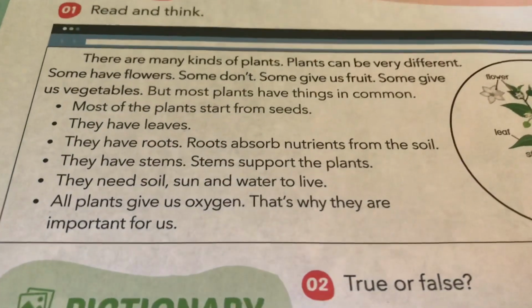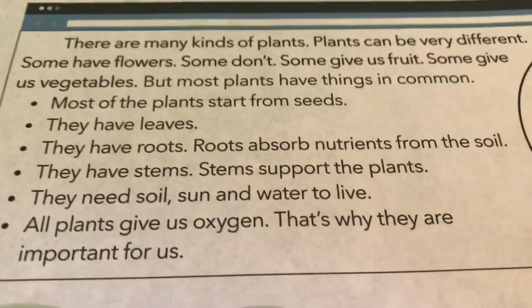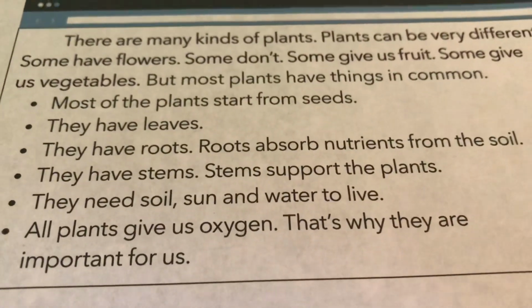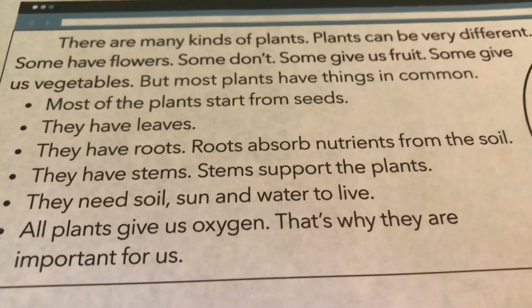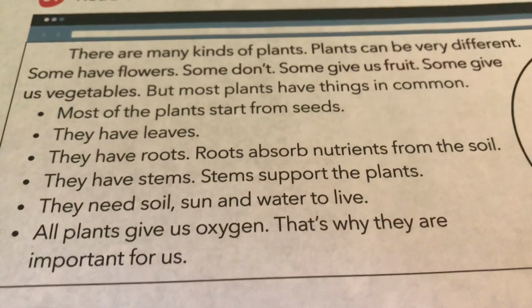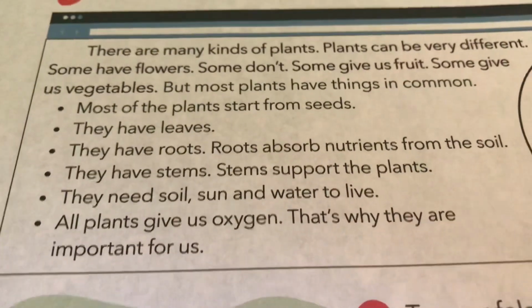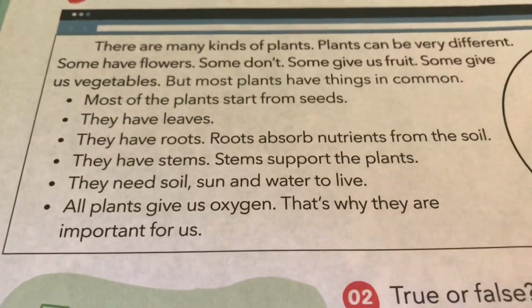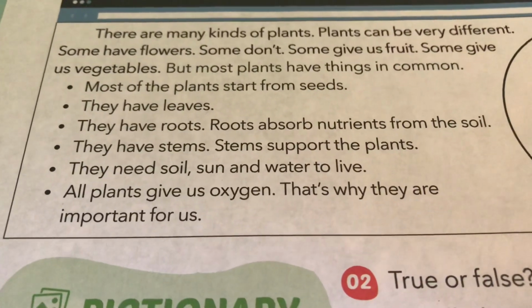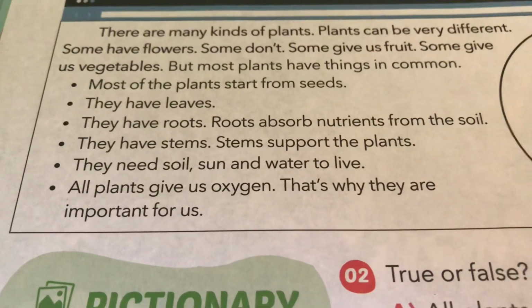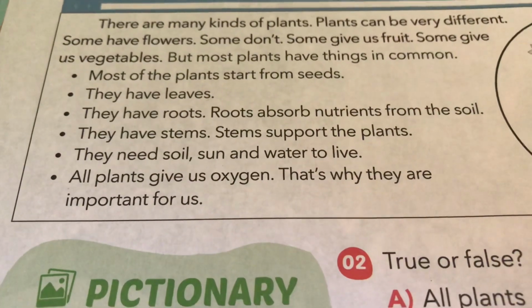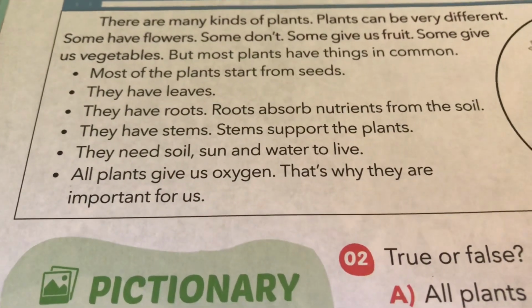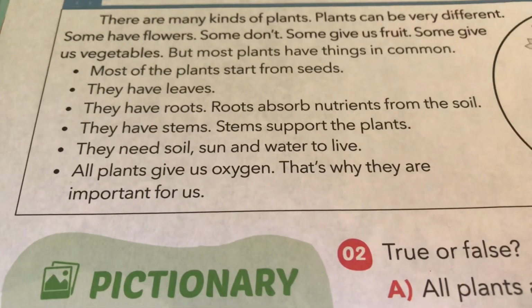Most plants start from seeds. They have leaves. They have roots. Roots absorb nutrients from the soil. They have stems. Stems support the plants. They need soil, sun, and water to live.